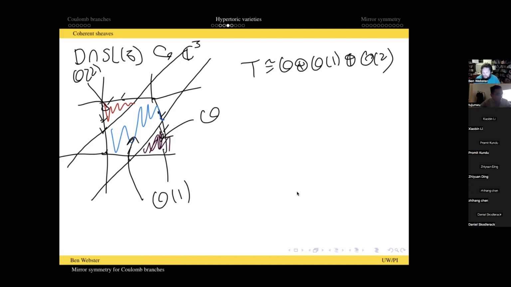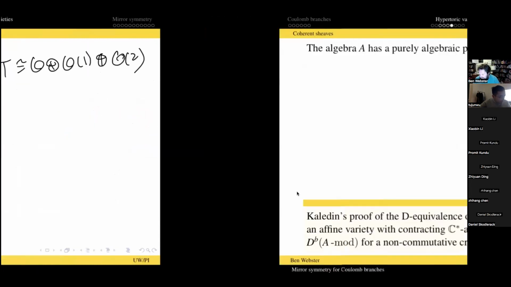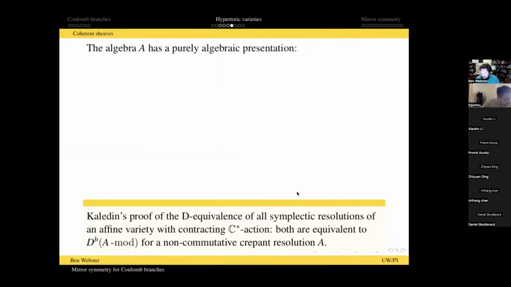Okay. Happy to talk about this in more detail, but I'm desperately behind on time, so maybe I'll just skip the algebraic presentation. It's nice, you write down a quiver. It's got some relations that correspond to how chambers meet each other. And I'll just note here, this is a special case of a proof of Coulomb that all symplectic resolutions of an affine variety with a contracting C star action, and that contracting C star action is important, are all D-equivalent.